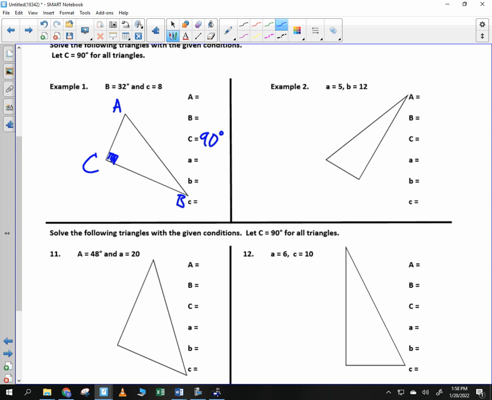The sides are the little letters. Side C goes across from angle C. Side B goes across from angle B. And side A goes across from angle A. We all good?